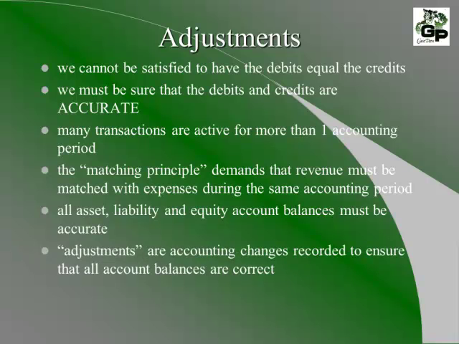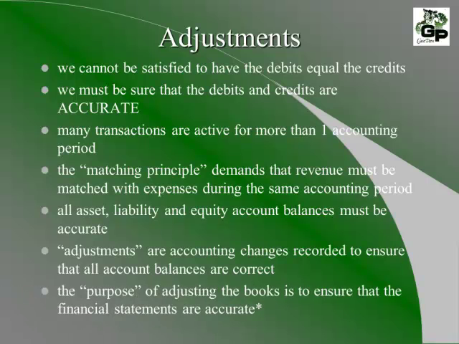Adjustments are accounting changes recorded to ensure that all account balances are correct. So we have to make sure in the supplies account example that we correctly include the amount of the supplies that were consumed during the accounting period. The purpose of adjusting the books is to ensure that financial statements are accurate, and that is the purpose that we have been striving for throughout our first 10 chapters.